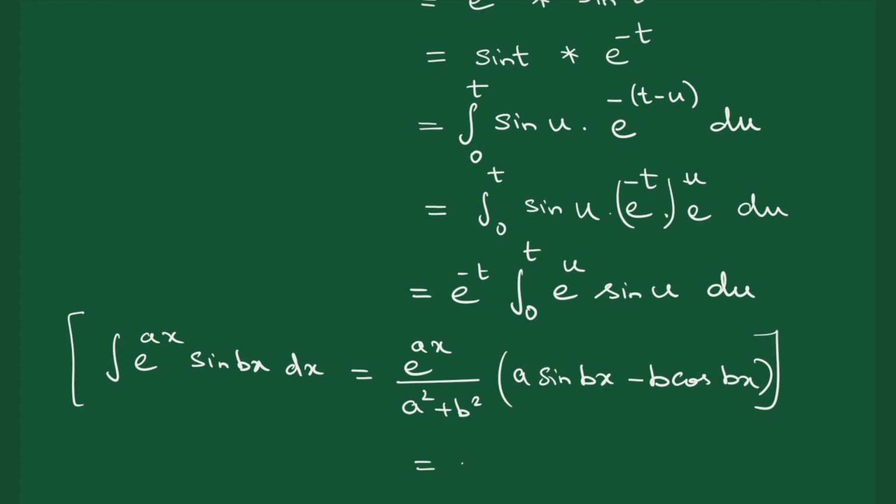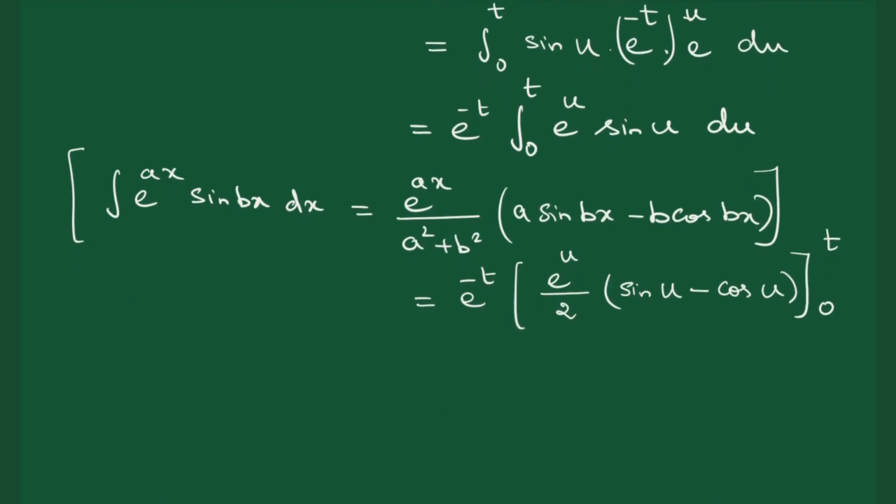So now this is equal to, already e to the power minus t is here. Now while applying this formula, we have e to the power u, and then in this integration term, a takes the value 1 as well as b takes the value 1. So here it should be 1 square plus 1 square, we can write it as 2, into a sin bx. A sin bx means here a is 1, b is 1. So it should be sin u because it is a derivative in terms of u. Minus again b is 1 here, cos u. Close the bracket. And here the limit is 0 to t.